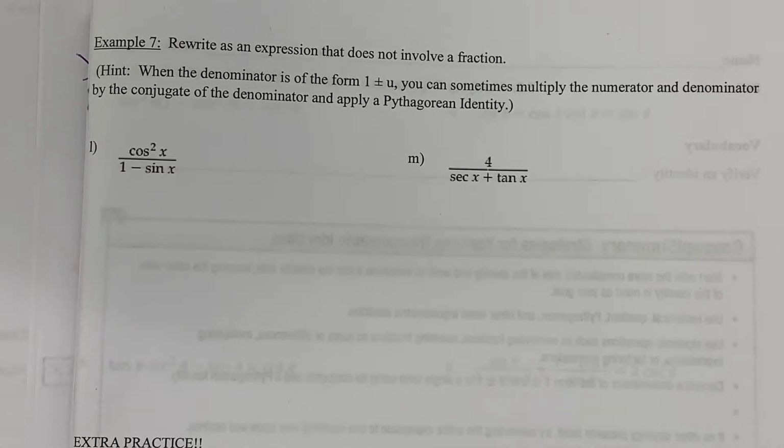Okay, Chapter 5, Lesson 1, Example 7. Rewrite as an expression that does not involve a fraction. So notice this one does not say simplify to a single term. We just need to make sure that our answer is as simplified as possible and does not contain a fraction. Now, we provide a hint.